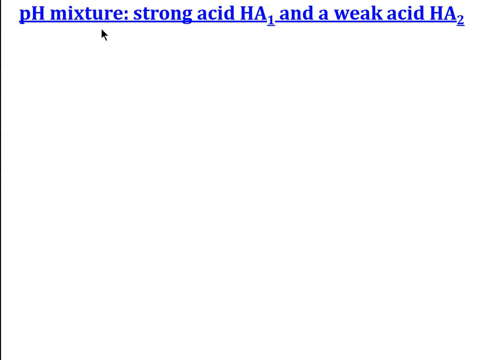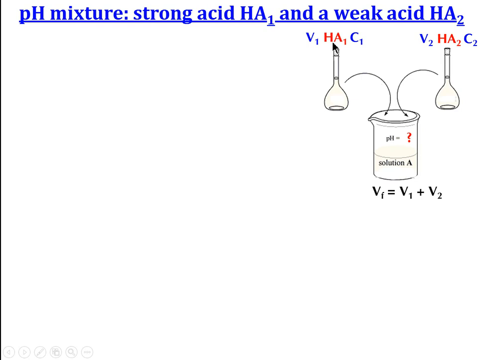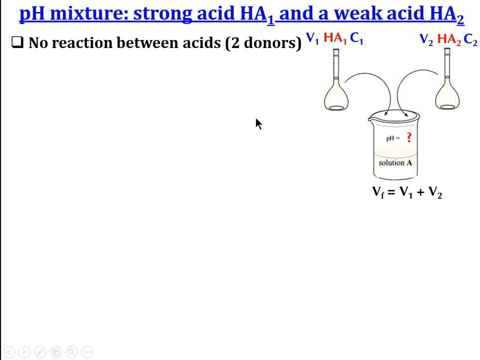Calculation of the pH of a mixture of strong acid HA1 and the acid HA2 which is weak. So we mix strong acid HA1, volume V1, concentration C1, with weak acid HA2 of volume V2 and concentration C2. So the total volume of the solution is V1 plus V2. When we mix HA1 and HA2, we don't have a reaction because they are two acids, and we have to take into consideration the dilution effect.